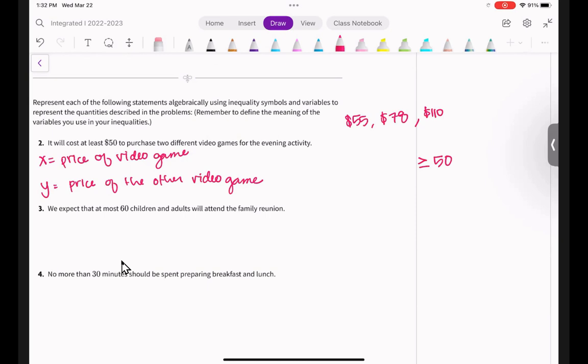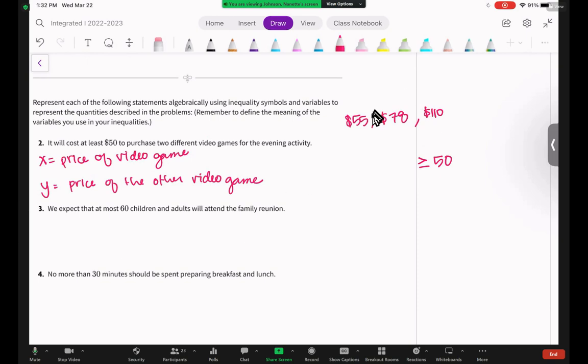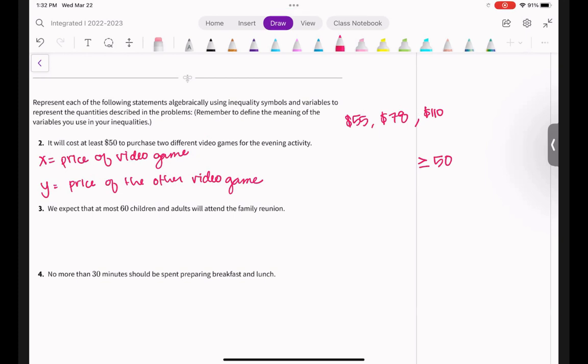Can you take 2 seconds to figure out why that's true? Why does it have to be greater than or equal to? Why can't it be less than? Yeah, because it says at least 50. All these numbers that you gave me, I should be able to take one of these numbers, right?